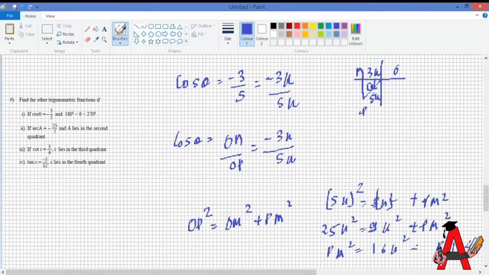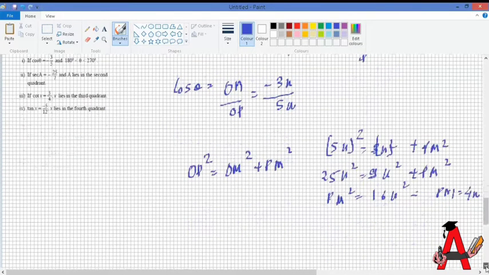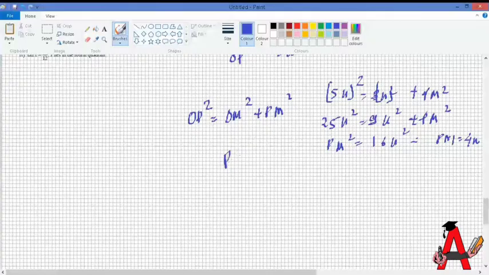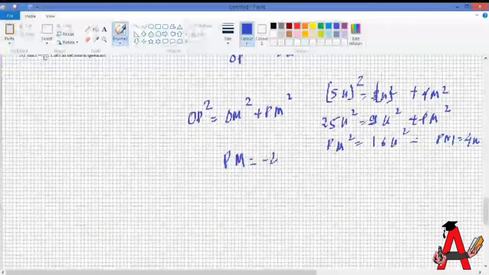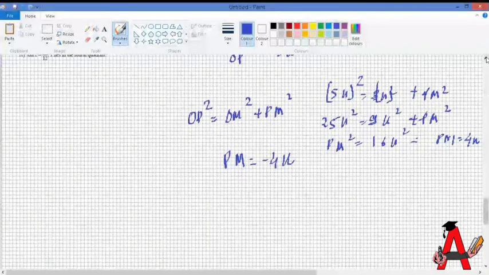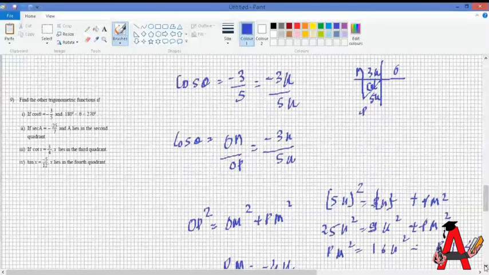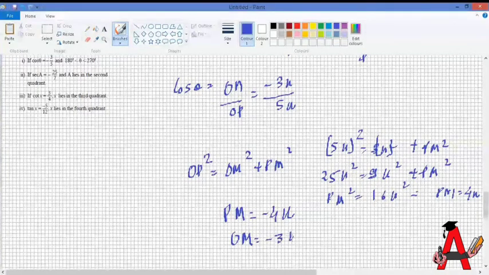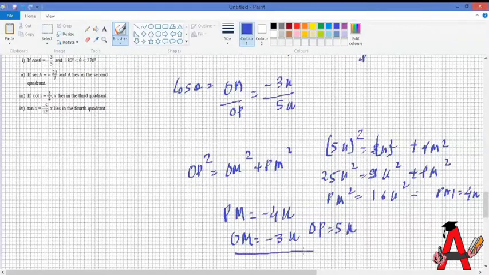Once you have got PM as 4k, it's pretty simple, but you can't just write PM as 4k. You have to remember that you can write it as minus 4k because it is in the third quadrant. So we have got PM as minus 4k. Once we have all the three sides of the triangle, PM, OM and OP, so PM is minus 4k, OM is equal to minus 3k and OP is equal to 5k. All the three sides are there.